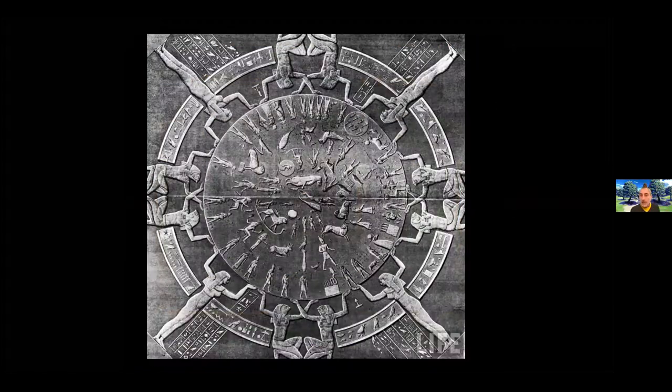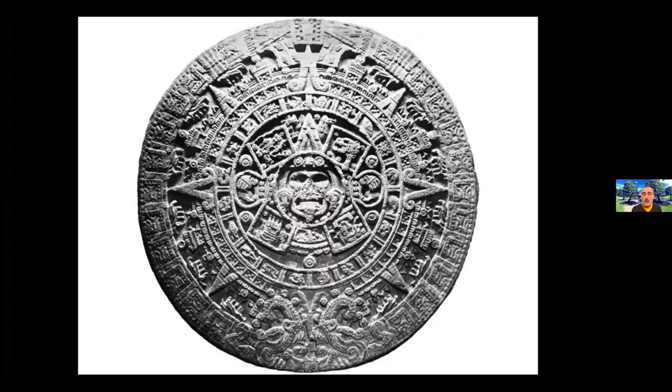We see this in Egyptian culture as well. This would be essentially an Egyptian mandala, which is also astrotheological in terms of constellations and the sky. And an Aztec sundial is also a mandala, very similar to our Copernican model in terms of the sun in the middle and everything around it.